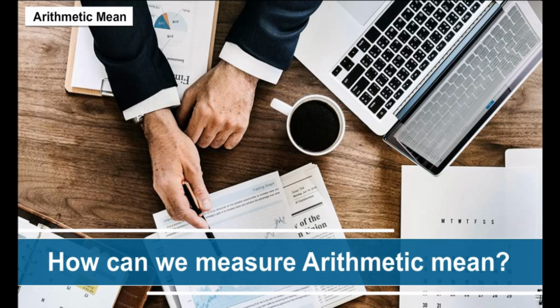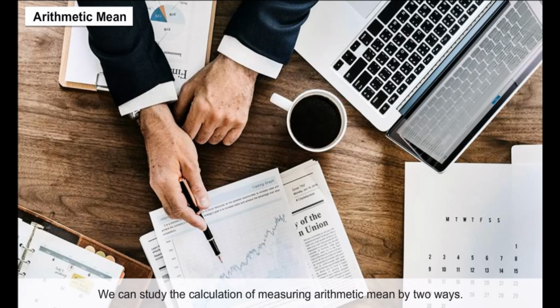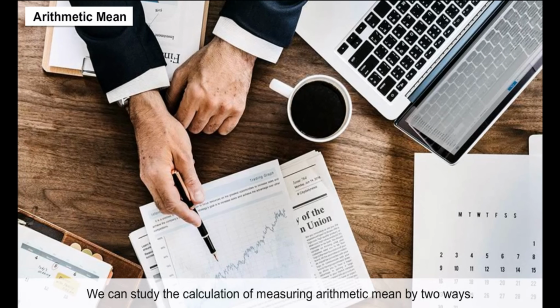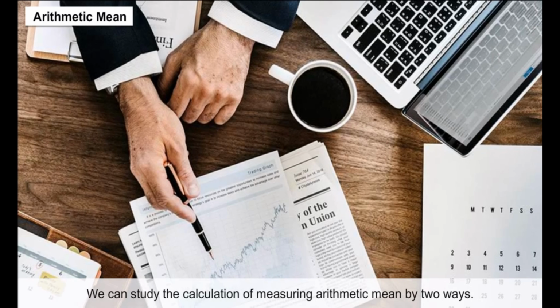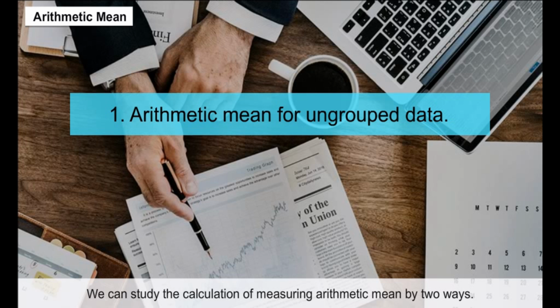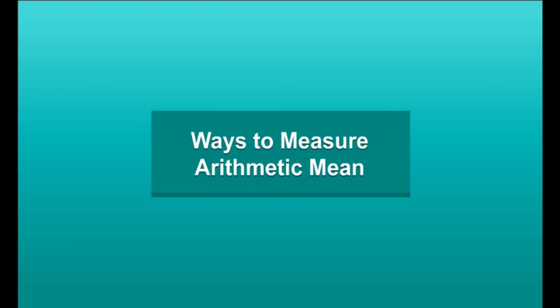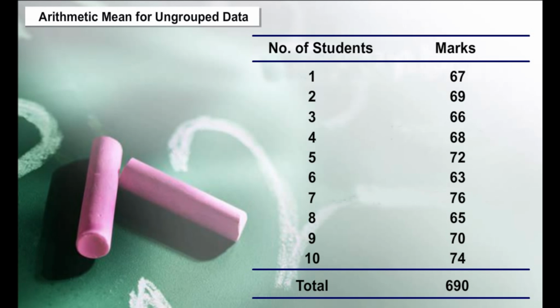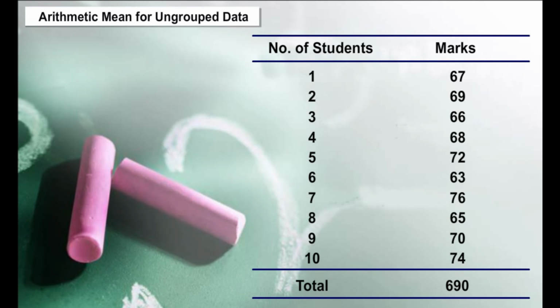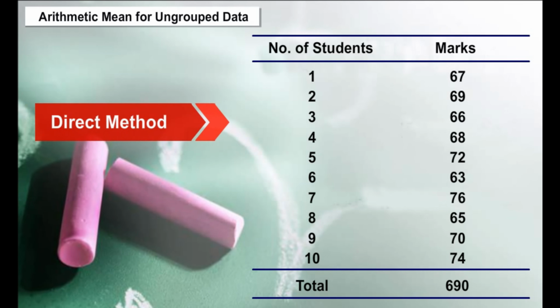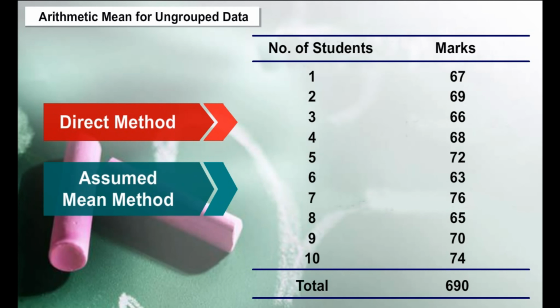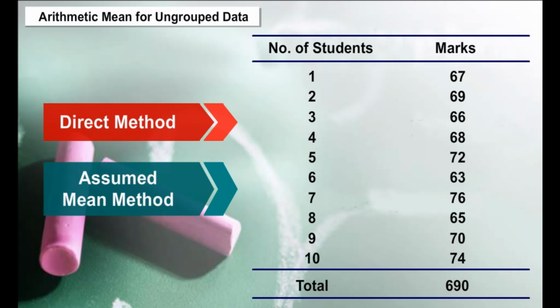How can we measure arithmetic mean? We can study the calculation of arithmetic mean in two ways. 1. Arithmetic mean for ungrouped data. 2. Arithmetic mean for grouped data. Ways to measure arithmetic mean. Arithmetic mean for ungrouped data. We use the following methods to measure arithmetic mean for ungrouped data.